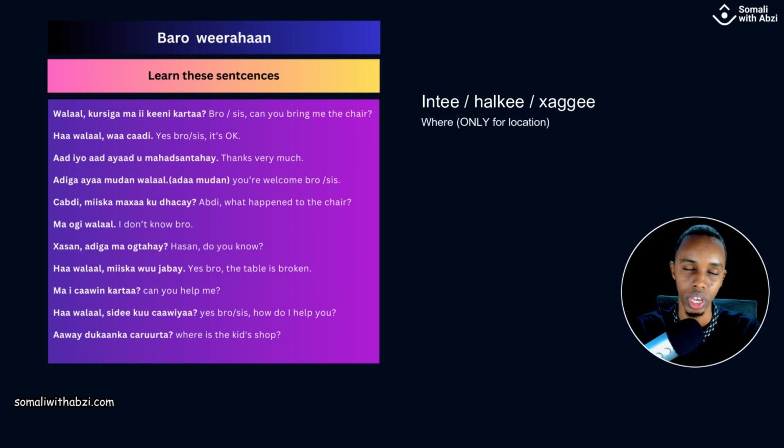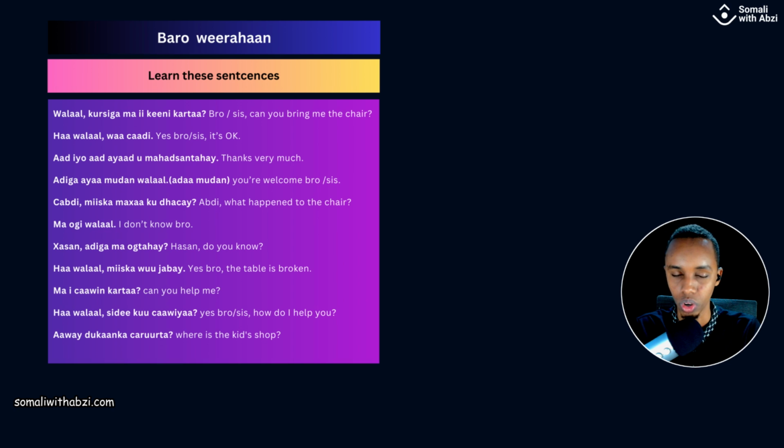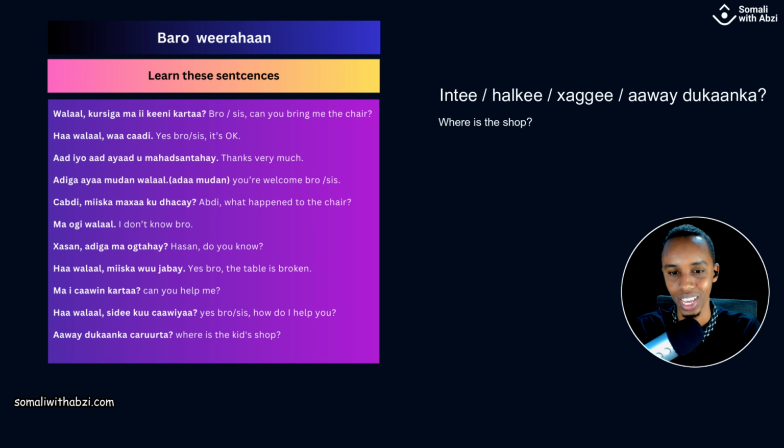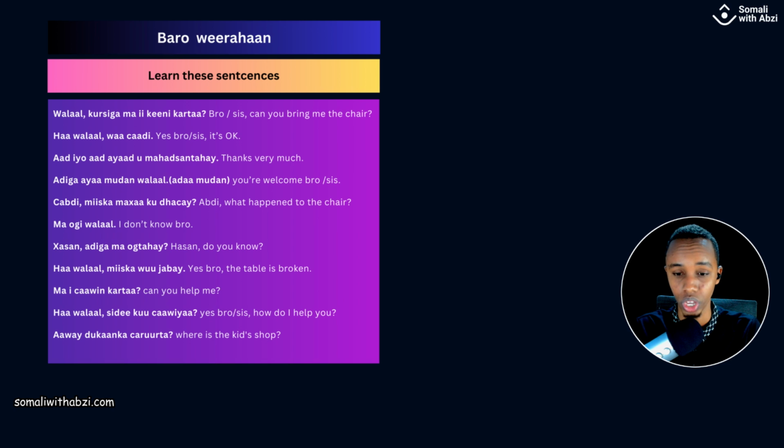For example, you're going to say, where's the shop? You can say, halkee waaye dukaanka, xagee waaye dukaanka, intee waaye dukaanka. And awe is also useful for everything, location and people. Awe dukaanka. Yeah? But if you're going to say, where is Abdi? You can say awe Abdi, but you cannot say halkee waaye Abdi because Abdi is not location.